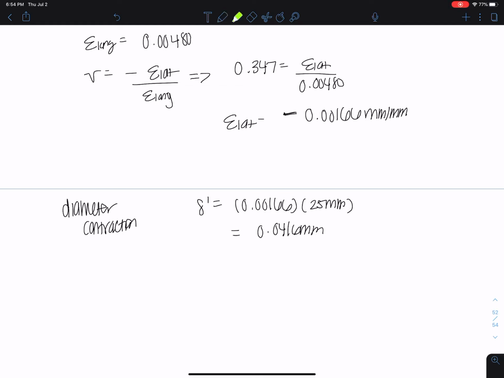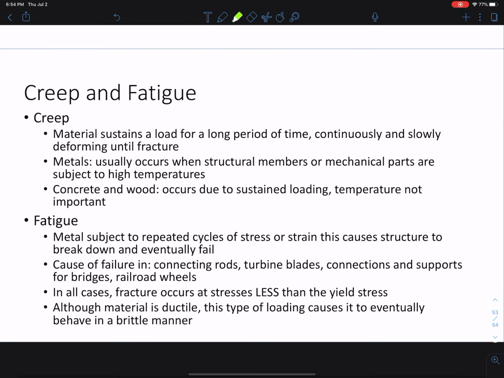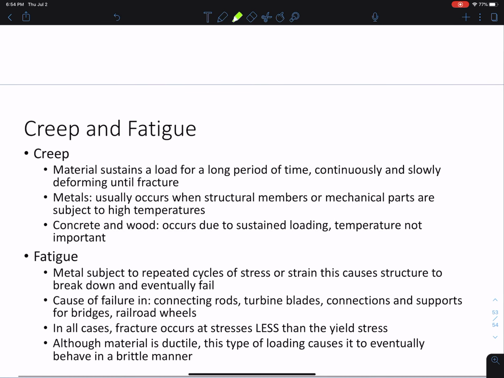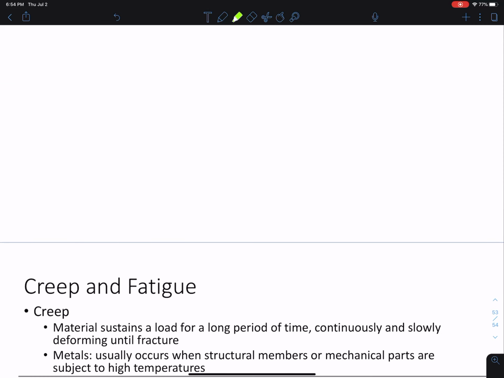All right, so this was the last example for topic 2. The last slide is on creep and fatigue, and I will let you guys read over this, and then we'll briefly discuss it next class and go over any questions you had for this topic.